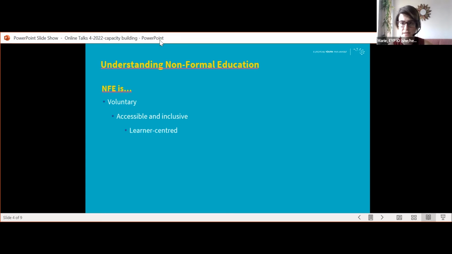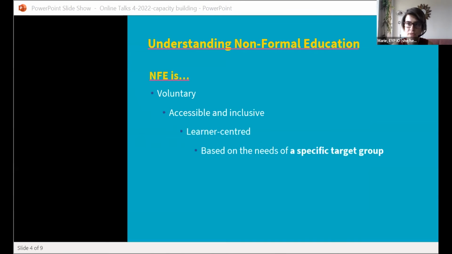It's learner-centered. That means the program is really based on the learner, and the program can be adapted to the participants. It's based on the needs of a specific target group. So each program is not every time for the same persons. Before designing a program, you need to make a needs analysis, and you need to decide for whom you're making this program.